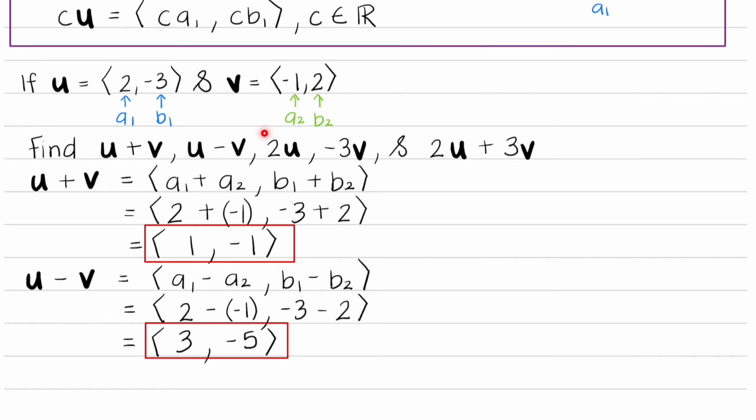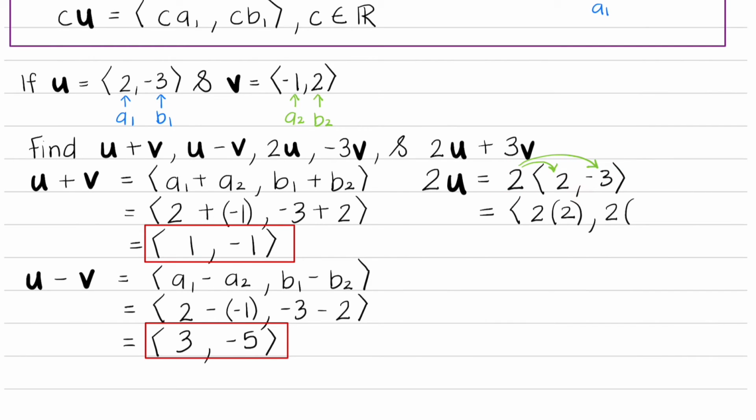Now let's find 2u. So all you would do is take that 2 and multiply it by our u. And our u is 2, negative 3. Now, like our formula says, let's multiply each term in that u by 2. So we just distribute that 2 in there. 2 times 2 and 2 times negative 3. So 2 times 2 is 4, and 2 times negative 3 is negative 6.